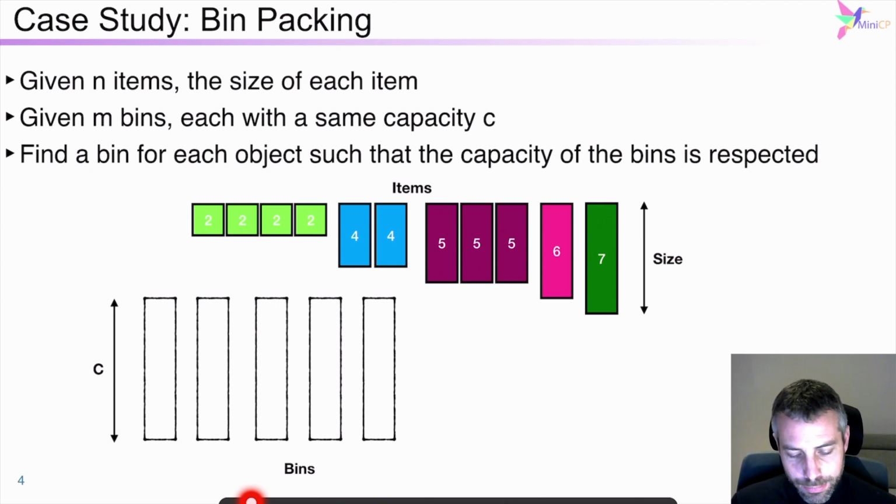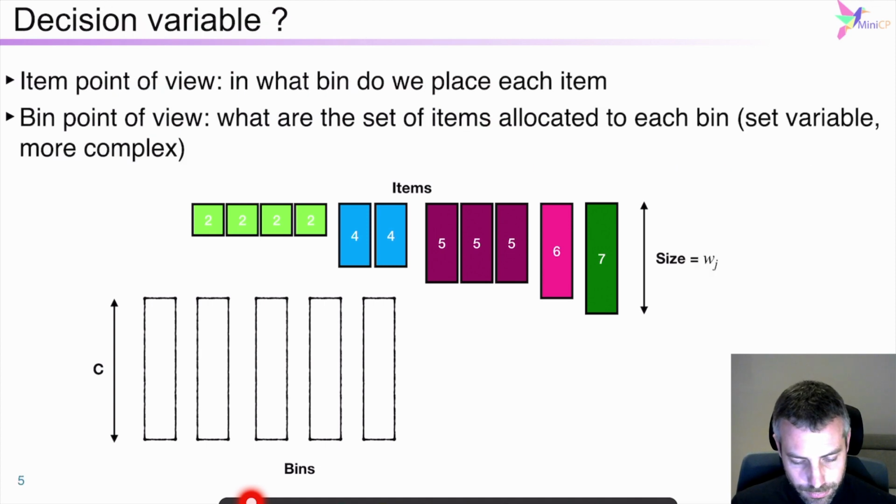In this problem, you are given n items. Each item has only one dimension, which is the size of the item. We need to pack all these items into n different bins. Each bin has the same capacity, so they are completely equivalent. They all have the capacity C. Of course, you need to decide for each item in which bin you want to place it so that the capacity of the bin is not exceeded.